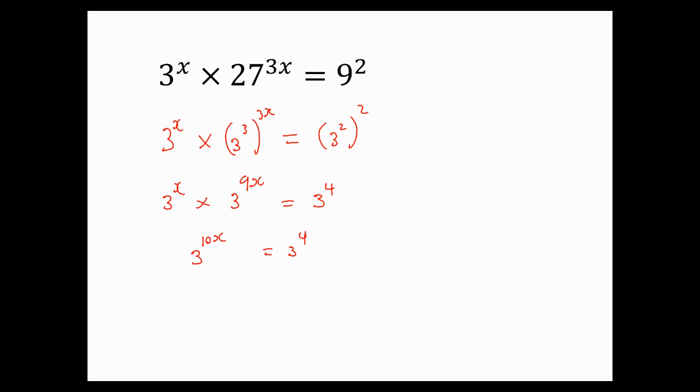And then again, 3 to the power of something equals 3 to the power of something else. So the powers must be the same. So we have 10x is equal to 4. Dividing both sides by 10, we get x equals 4 over 10. Coincidence that it was the same answer? Maybe. But we will leave it here and we will carry on in the next video, guys.